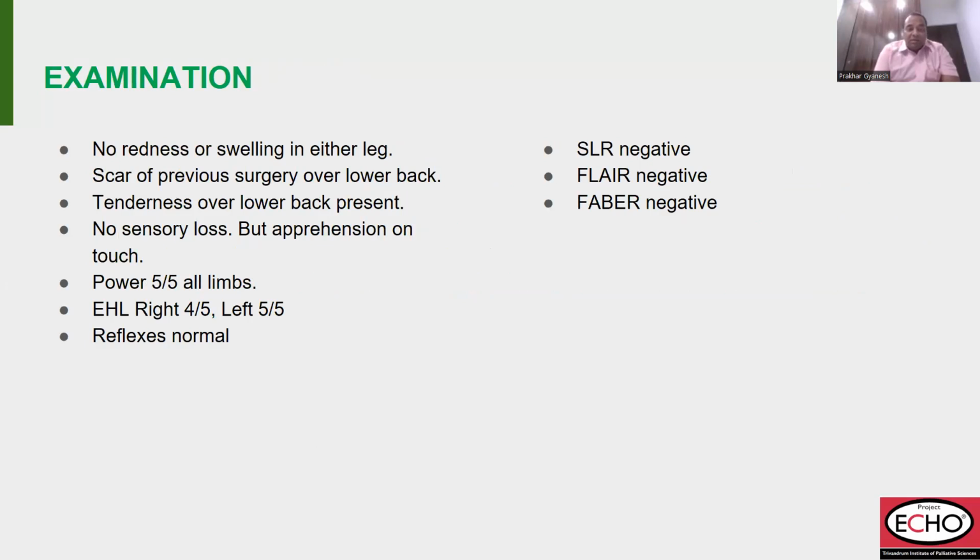On examination, there is no redness or swelling in either leg. The scar of the previous surgery over the lower back is seen. There is diffuse tenderness over the lower back. There is no sensory loss, but she is very apprehensive to touch sensation. The power is normal in all limbs, EHL right 4/5 and left 5/5. Reflexes are normal. SLR, flare, and FABER tests are negative.